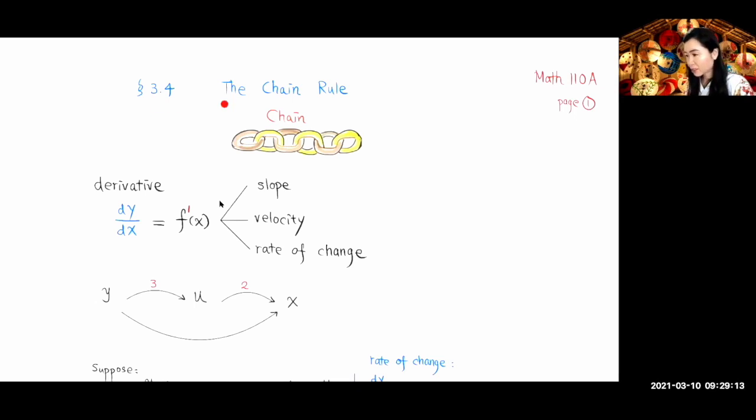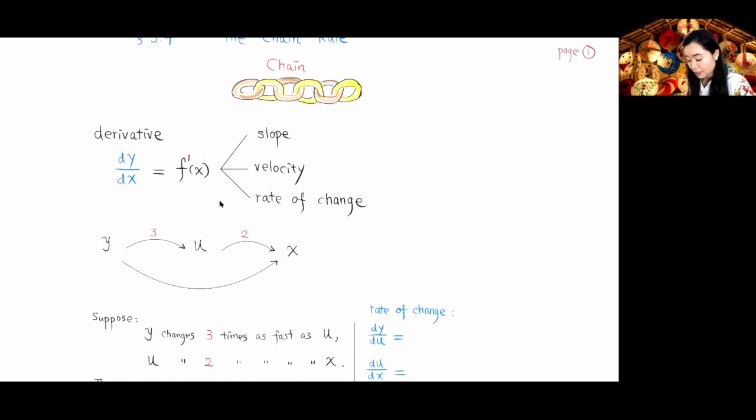4. The chain rule. So I draw a chain over here. The chain rule is related to a chain. We call that if y equals f of x, then dy dx and f prime of x are two different notations for the derivative function with respect to x.